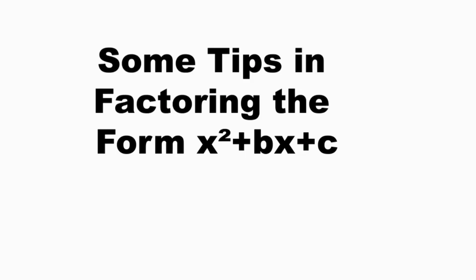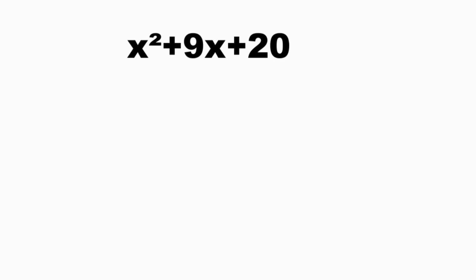Let's discuss some tips in factoring the form x squared plus bx plus c. First example, x squared plus 9x plus 20. We have a plus here, and the middle term is also plus. The last term is positive, and the middle term is also positive. So the most likely factors of 20 must be positive and positive. Positive times positive is positive, and if you add positive plus positive, it is positive.